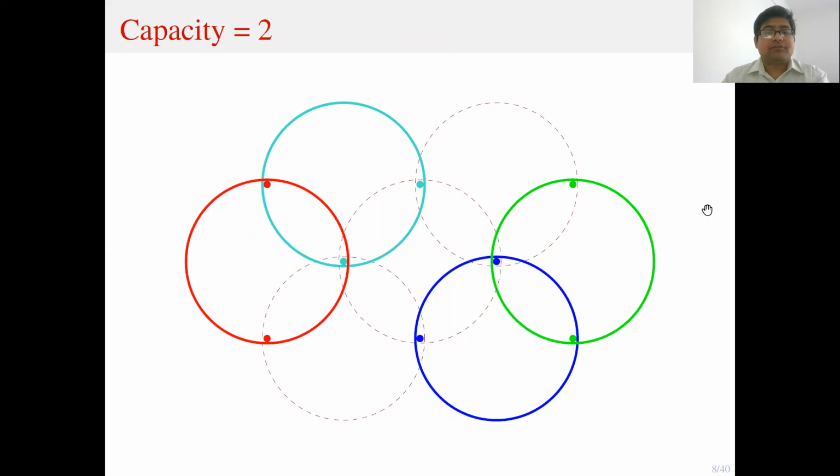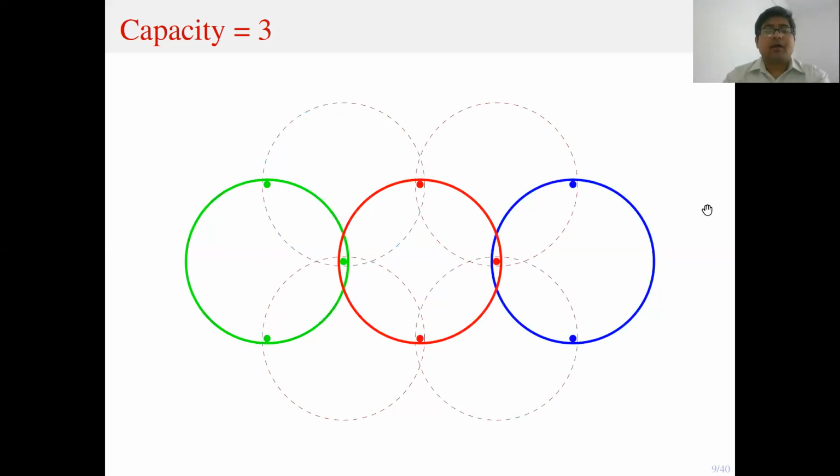So in this example, say capacity is equal to 2, and here it is sufficient to select 4 balls in the solution. In particular, we select the balls which are not dashed, and we assign exactly 2 points per ball. And here the points which are assigned to a ball are shown by the same color. However, if we increase the capacity to 3, then only 3 balls are sufficient to cover all the points.